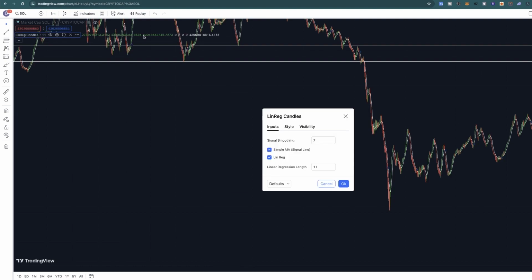We have to make sure that the settings are correct though. So we need to go into linear regression candles. You should see that the signal smoothing is 11. You want to change that to 7. And then you should also see that there is a simple moving average here. You can change this by clicking on this one just to activate the exponential moving average.